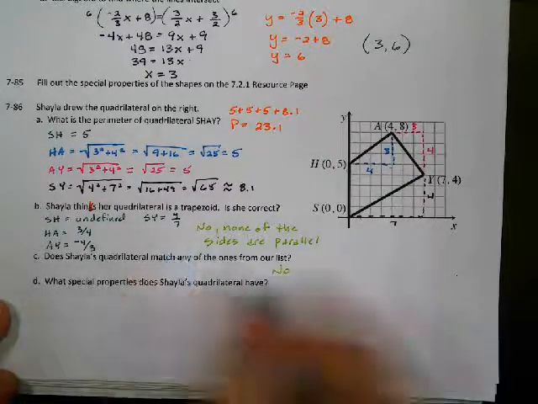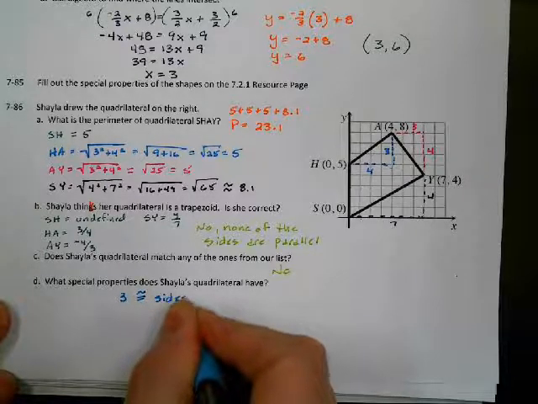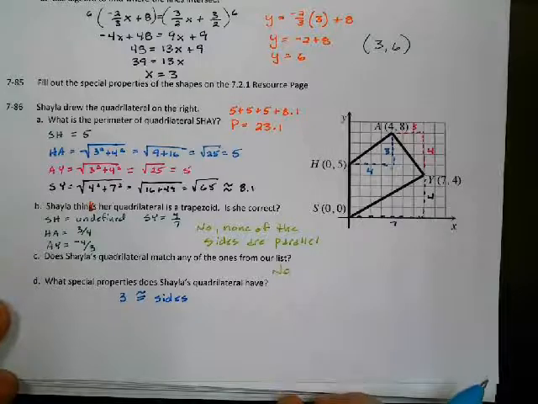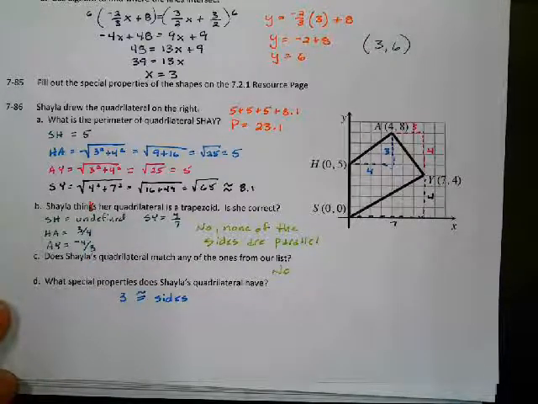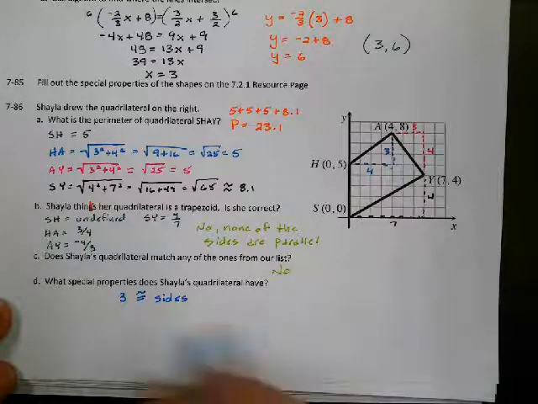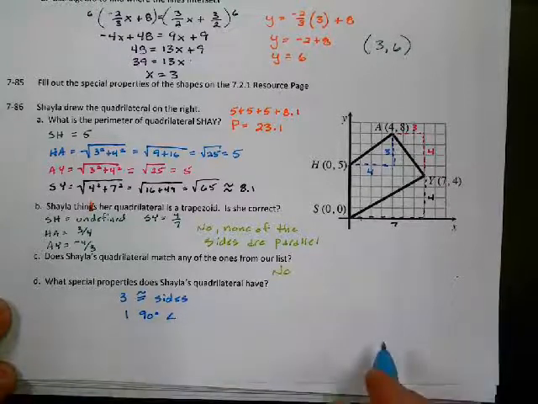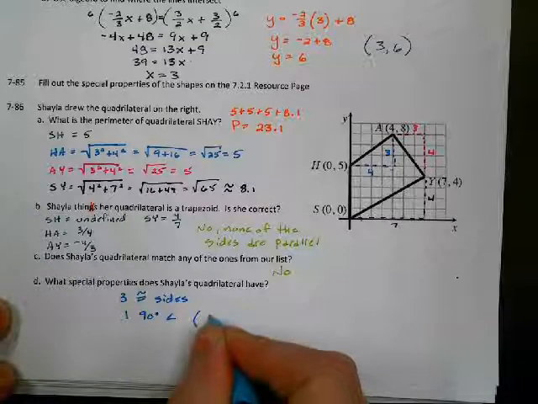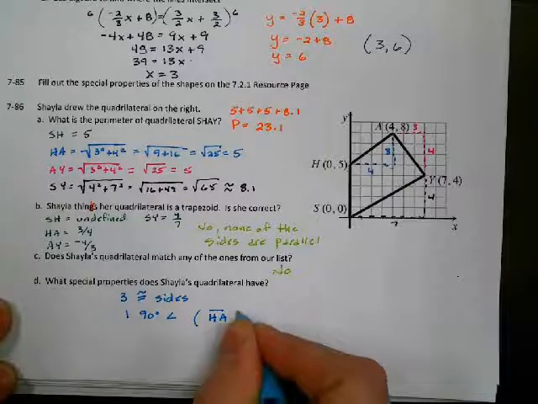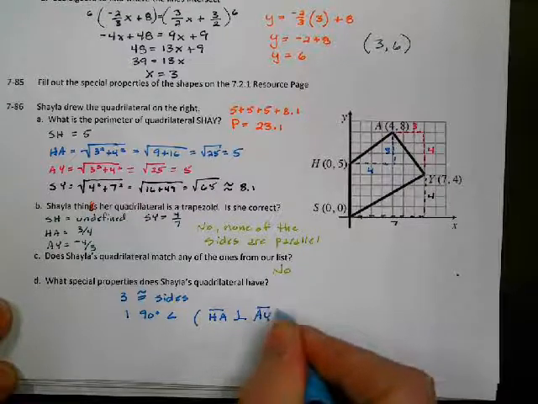Any other properties? Well, there is one more property that's pretty interesting. We've got 3/4 and negative 3/4 for these 2 sides. So we have one 90-degree angle. Because we have opposite reciprocal slopes, so we can say that HA is perpendicular to AY. Other than that, it doesn't really have any other interesting properties, but it's a quadrilateral with 3 congruent sides and one 90-degree angle.